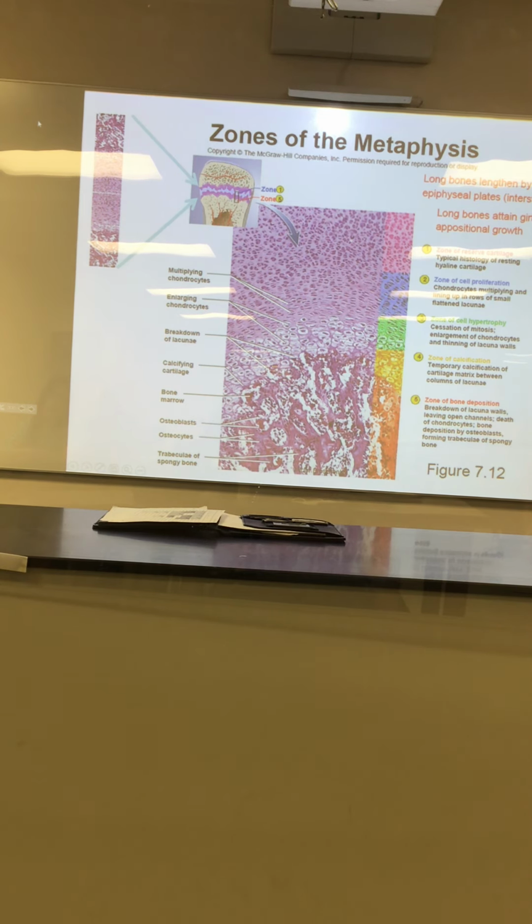Here we go. There is a zone of reserve cartilage, a zone of cellular proliferation, a zone of hypertrophy, a zone of calcification, and a zone of bone deposition. Now, what the heck does all this mean? Here we go. A zone of reserve cartilage. This is resting, living, happy cartilage cells. No big deal. They're just hanging out in there.